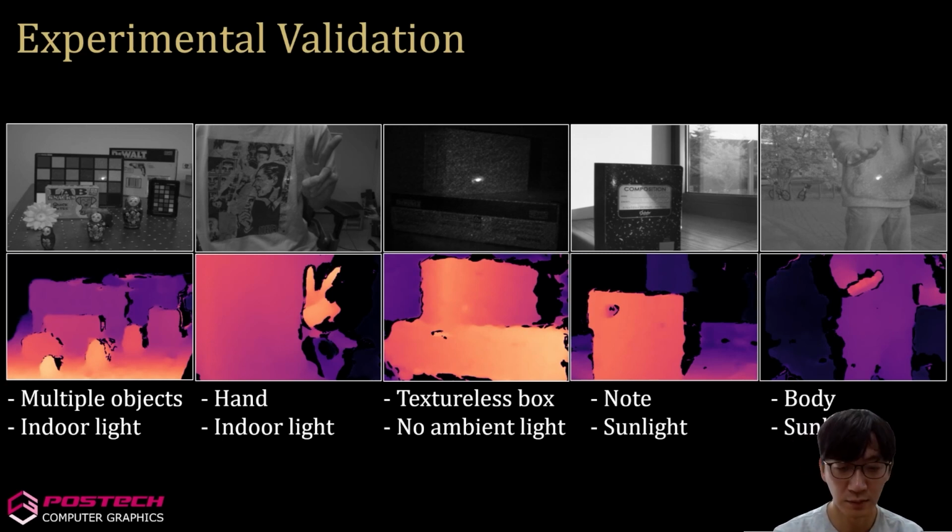In the next example, in the third column, we captured a textureless box without any ambient illumination in an indoor condition. In the fourth column, we captured a notebook under the sunlight, but still in the indoor condition. On the most right-hand side, we bring our imaging system to the outdoor condition and captured myself, my body, under the sunlight.